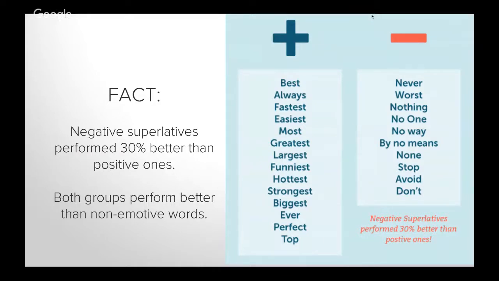Negative superlatives performed 30% better than positive ones when used in a post. So if we're writing a post, if we were to use the word best, people are going to be more likely to click a headline with the word best in it because they want to be the best. But they're going to be even more likely to click the word worst because nobody wants to be the worst. In the best possible way, getting emotion out of people is going to get them to want to interact with your content, want to click your content, and really spread that content around.